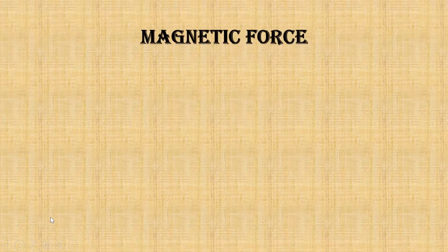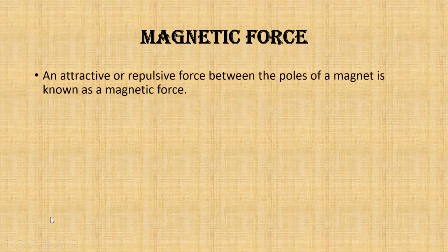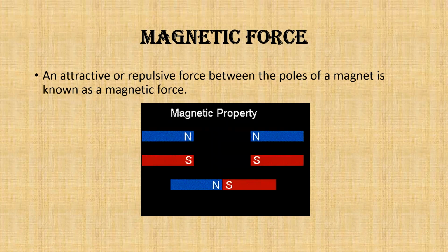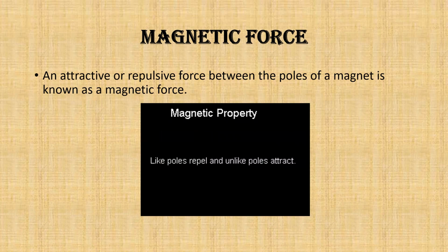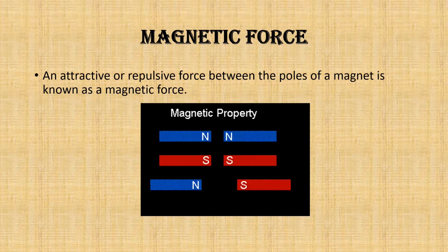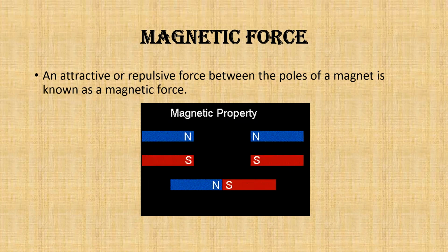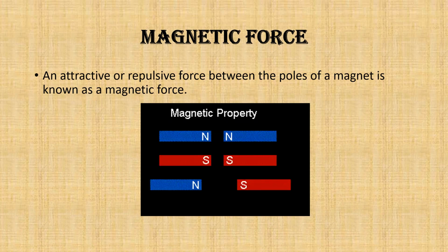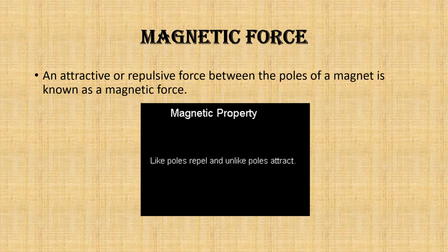Now coming to magnetic force. An attractive or repulsive force between the two poles of a magnet is known as magnetic force. So, when you bring a magnet near an iron nail, the magnet attracts the iron nail because the magnet has a force that attracts the iron nail. The force applied by the magnet on an object is called magnetic force or magnetism.